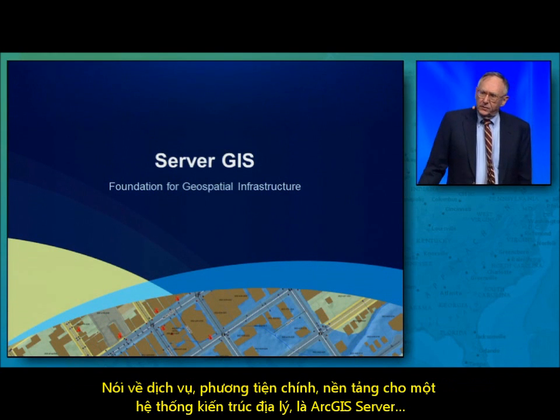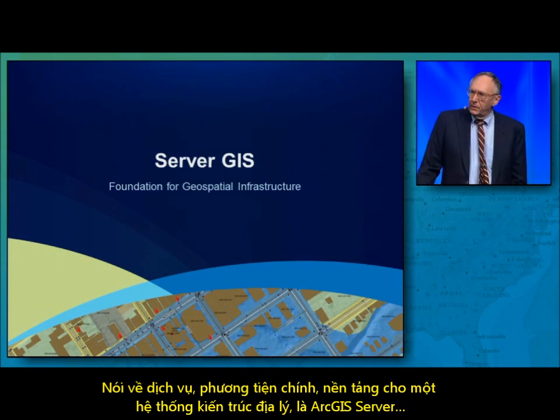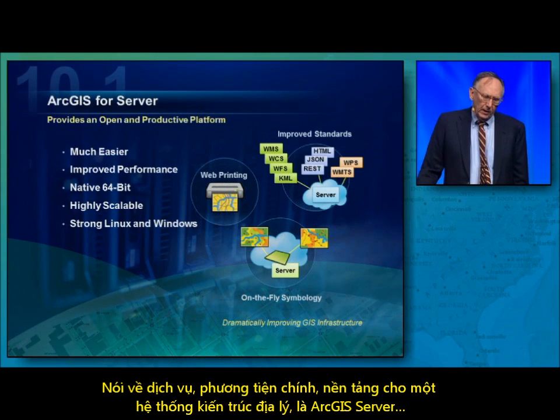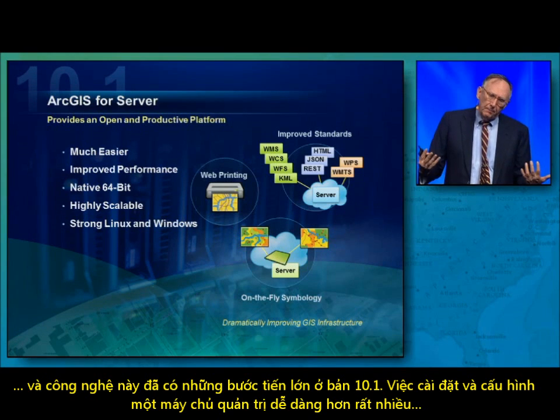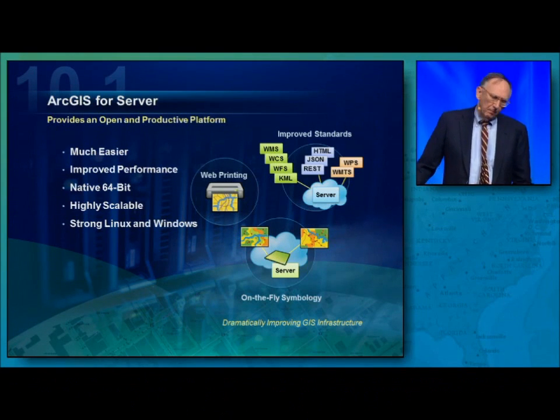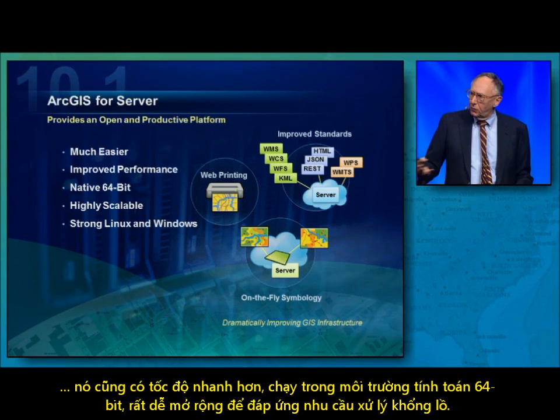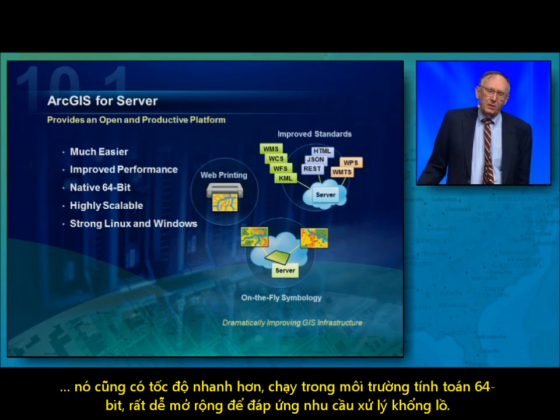Speaking about services, the main engine, the platform for geospatial infrastructure is ArcGIS Server. And that engineering technology has made huge steps at 10.1. It's much easier to install and set up and administrate a server. It's much faster. It's running in the 64-bit processing environment. It's very scalable to mammoth processing work.